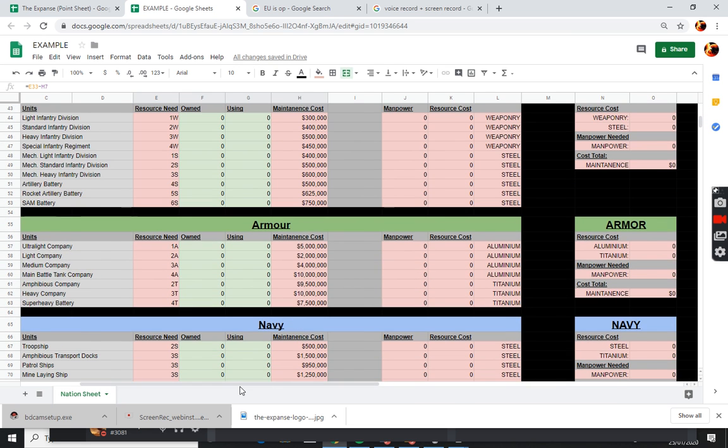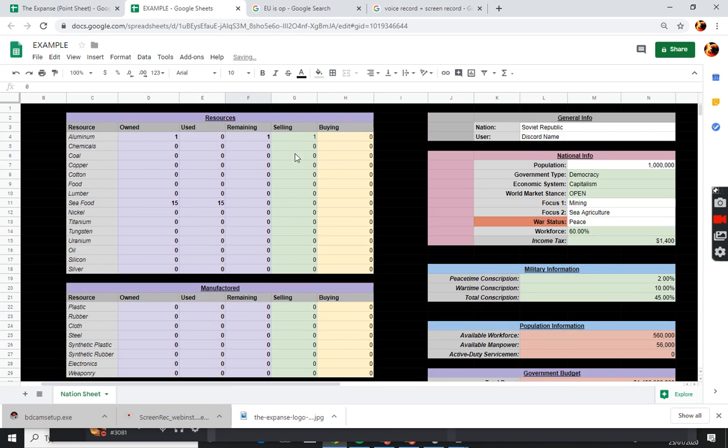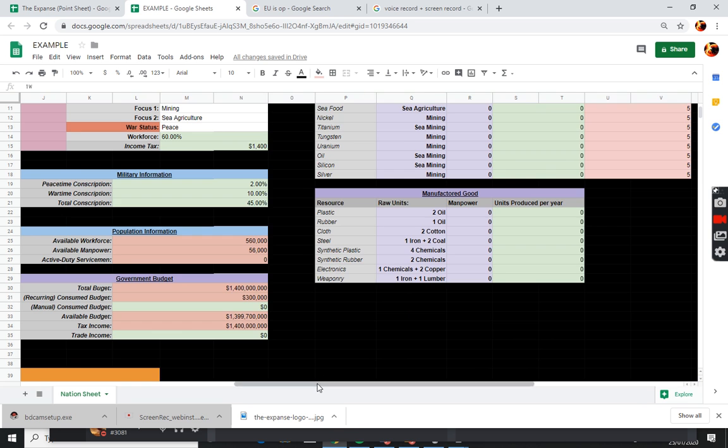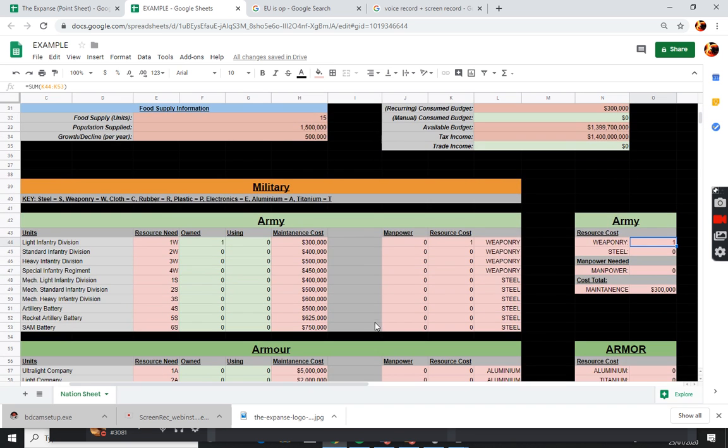Okay, army wise. So let's say you have 1, okay, you see the key here, use that accordingly. So let's say we want to buy 1 light infantry division. So we're going to produce that. You'd set the resources accordingly, because that's 1 weaponry, you would need to produce that. So we would need to pay 1 resource for 1 weapon, and it would deduct it off that accordingly.